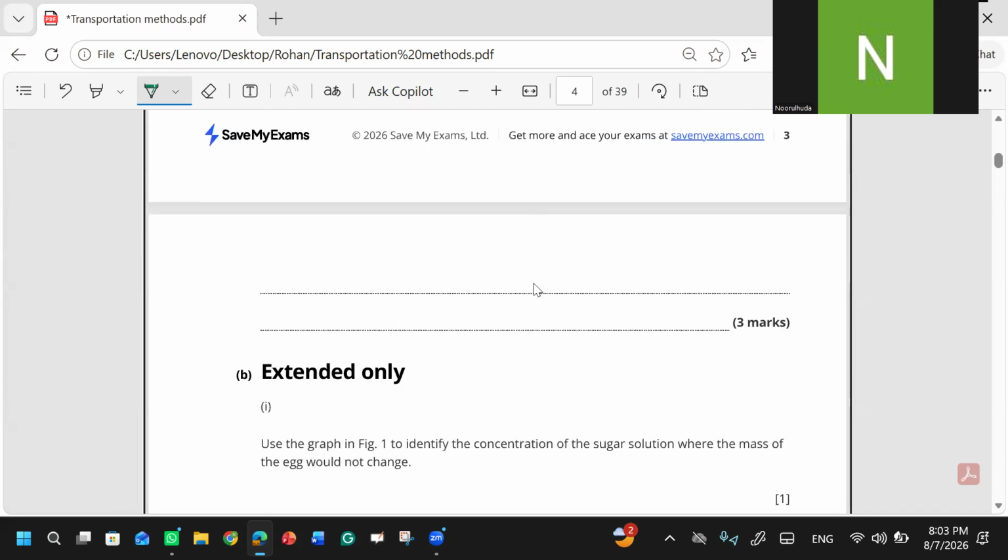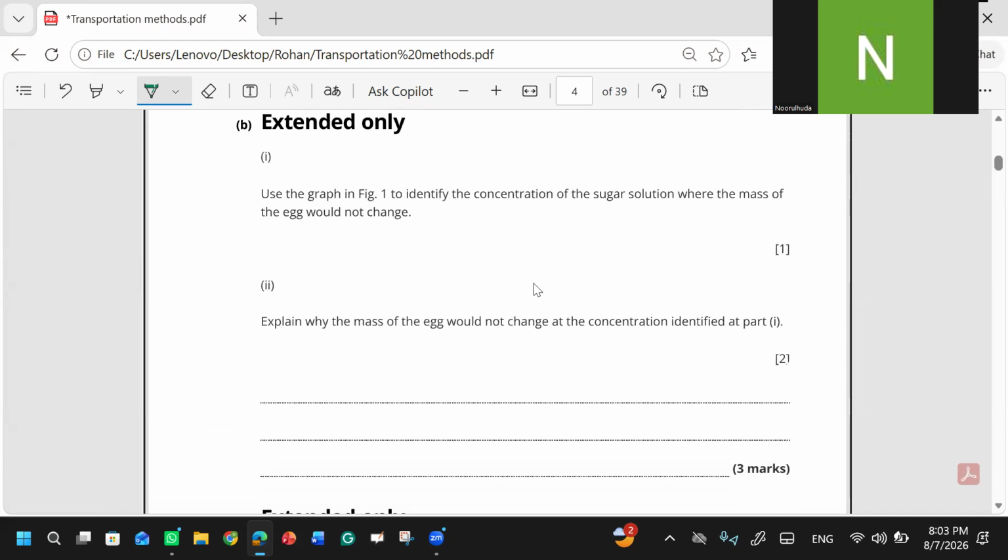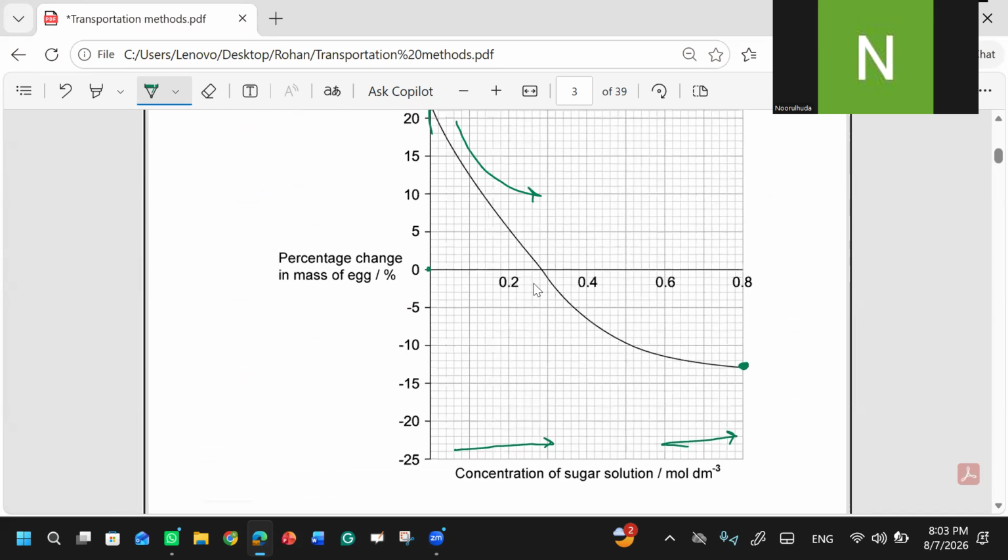Yeah. Okay. Use the graph to identify the concentration where the mass of the egg would not change. Okay, in which the mass is not changing.